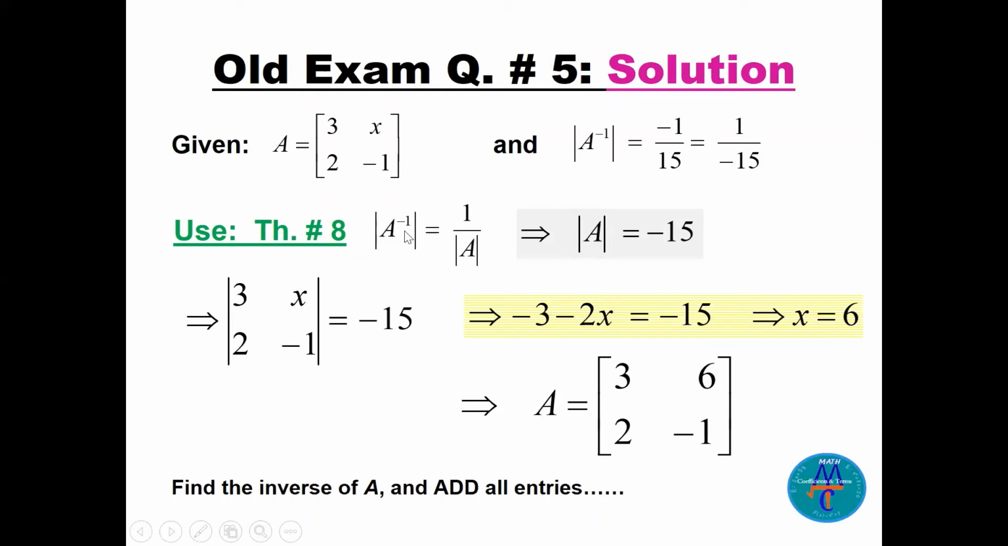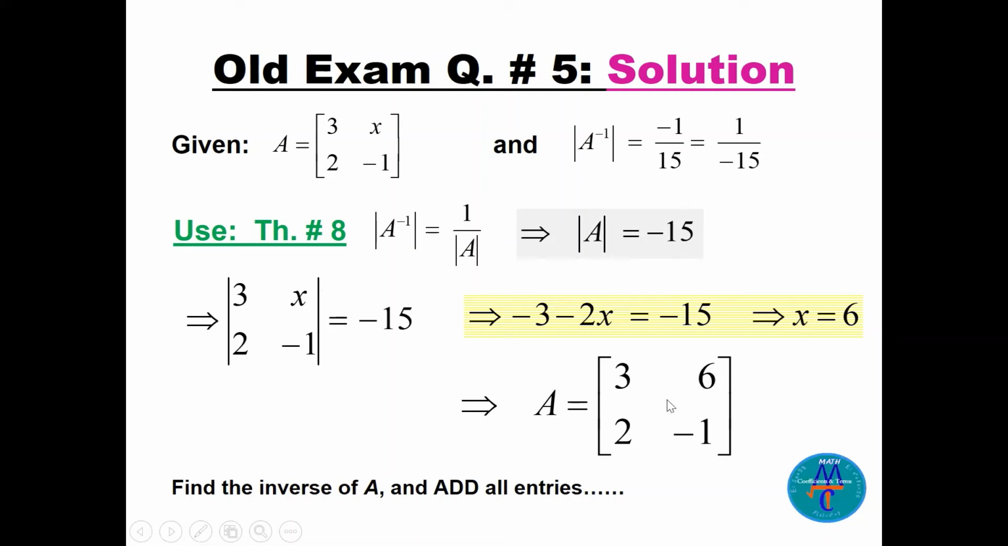We know the determinant of the inverse from theorem 18, lecture number 36, is 1 over determinant of A. And determinant of A inverse is minus 1 over 15. So I can put 1 over minus 15 to match with this formula. If you compare this and this equation, then you can conclude the determinant of A is minus 15. Now you can go back to the matrix A, 2 by 2, find the determinant, vertical bars, remember. So 3 times minus 1 minus 3 minus 2x is equal to minus 15.